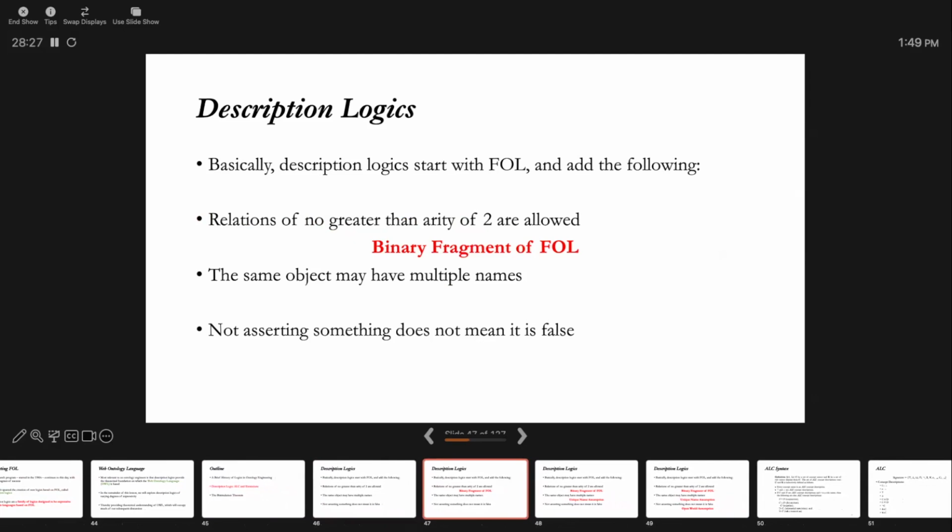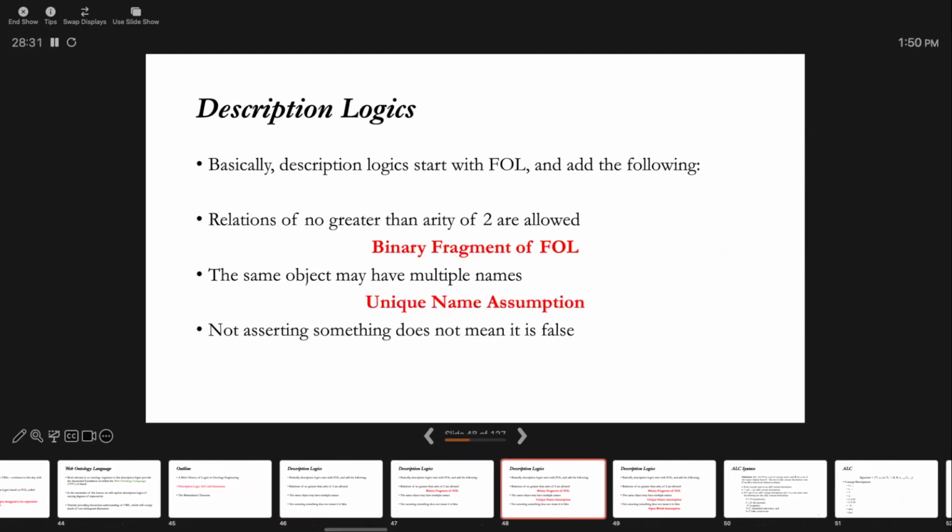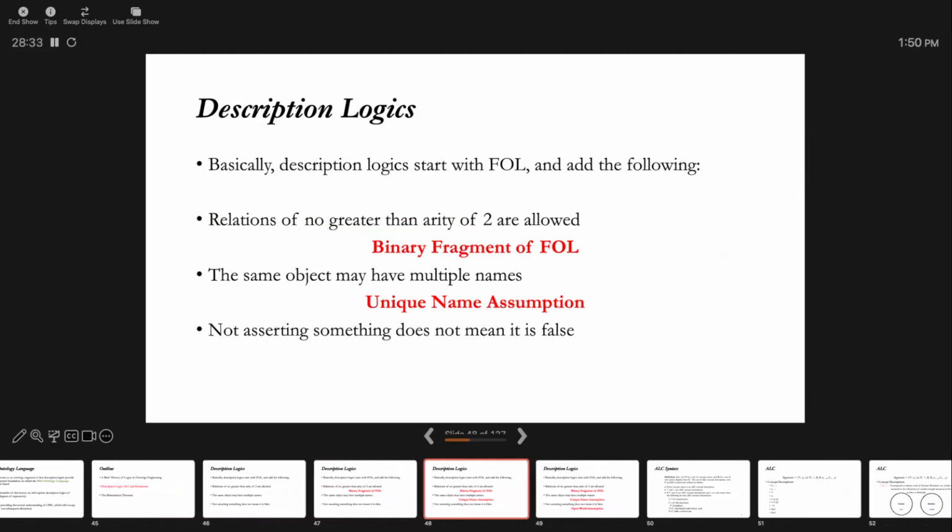In addition, in these logics, the same object can have multiple names. This is not true in first order logic. So I am named John. I am also named Papa, what my daughter calls me, or Chris, you're in the South. I have multiple names. I'm one object. This is the unique name assumption that is being rejected in this language. In first order logics, the names pick out one thing.